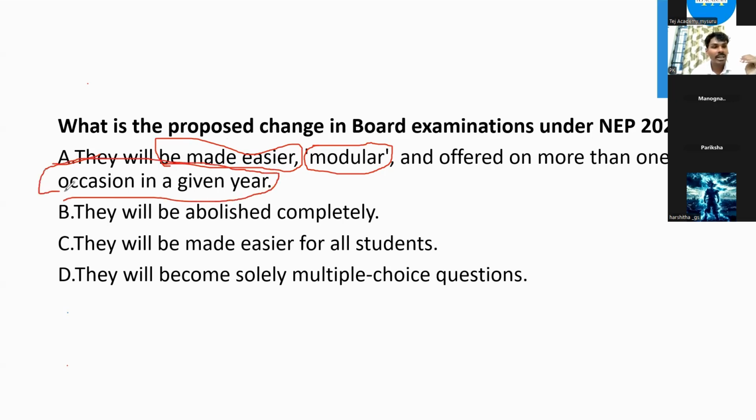Neha, are you clear with it now? Option A also includes option C. Yes, Shreyan, it's for both 10th and 12th. The policy is for the whole schooling. The proposed change is for 10th and 12th, yes. Shreyan, any other doubt, or has your doubt been cleared?